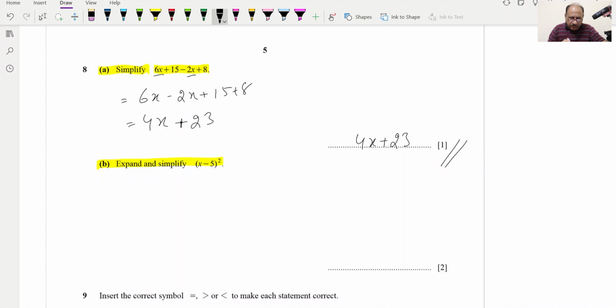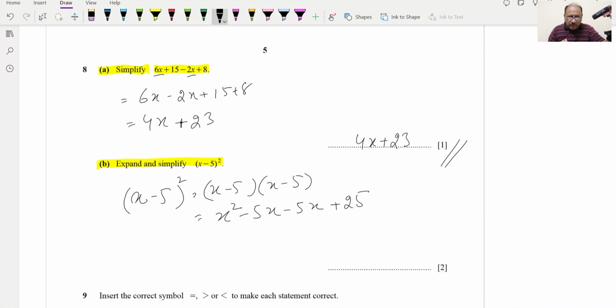Then B part, expand and simplify basically. So it will be x minus 5 squared. We can write x minus 5 into x minus 5, or we can apply the formula a minus b squared is equal to a squared plus b squared minus 2ab. So whatever is convenient to you, you can use that. We can multiply also. x into x will be x squared, x into minus 5 will be minus 5x, minus 5 into x will be minus 5x, minus 5 into minus 5 will be plus 25, and this will be x squared minus 10x plus 25.